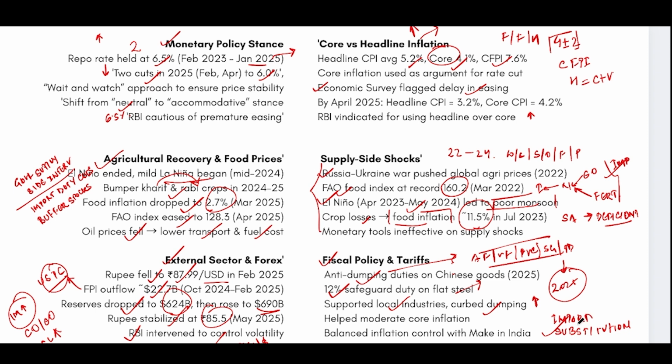For example, protecting the domestic solar glass or PVC resin industry could in the long term make India self-reliant and less exposed to import price volatility. In the long term, it would balance inflation and at the same time achieve the target of Make in India.